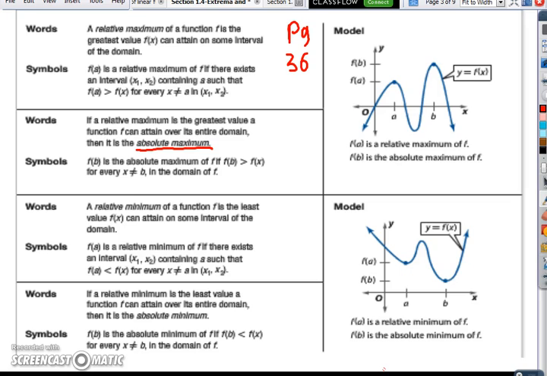So, you may have a relative min or a relative max, but that might not be the absolute min or max, but we still denote them. So you could have these four qualities there. Just because it's a relative max or a relative min does not mean it's the absolute min or the absolute max.